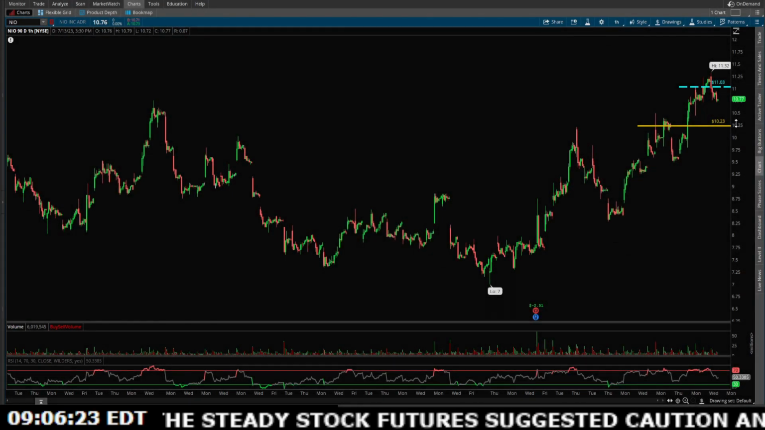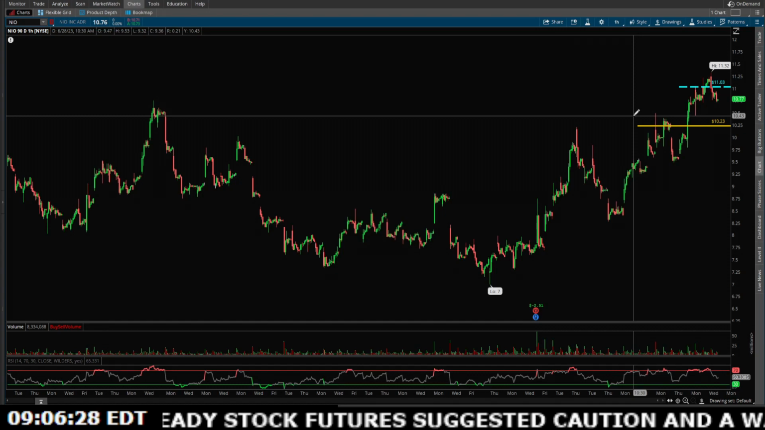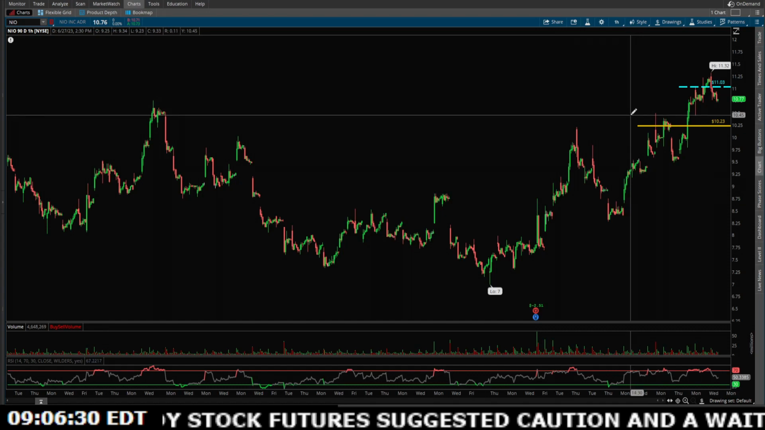You are about to find out the key levels for NIO. So to get straight into it, firstly, I want to cover the levels that we're looking at, the key levels that we're going to go through. They act like the following.